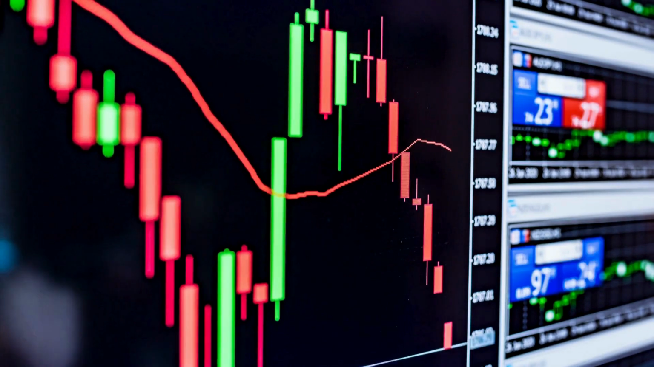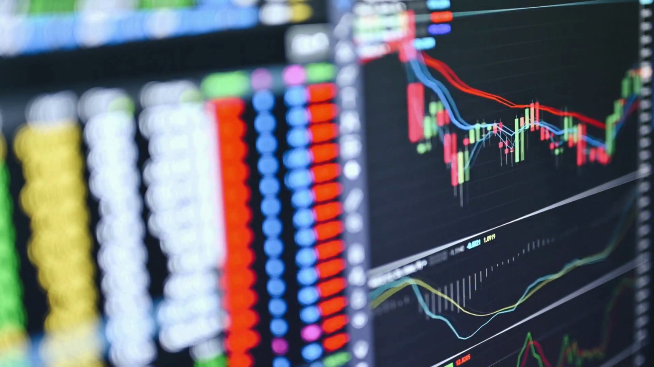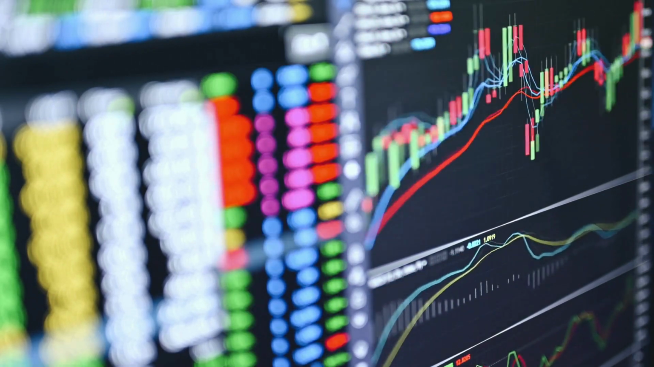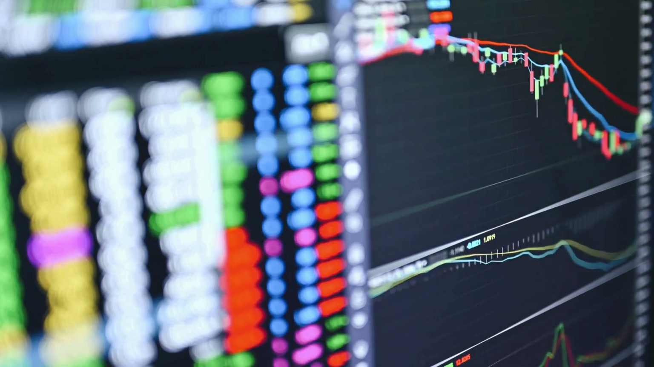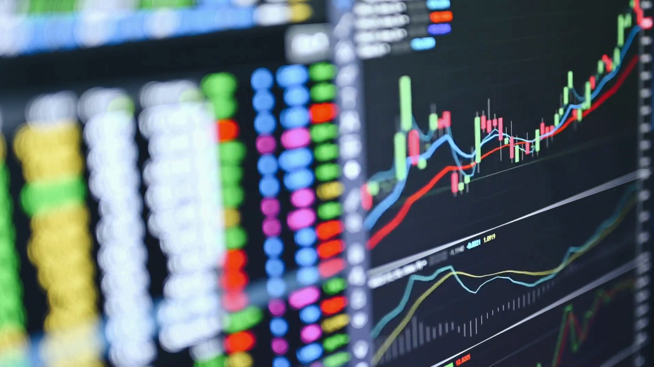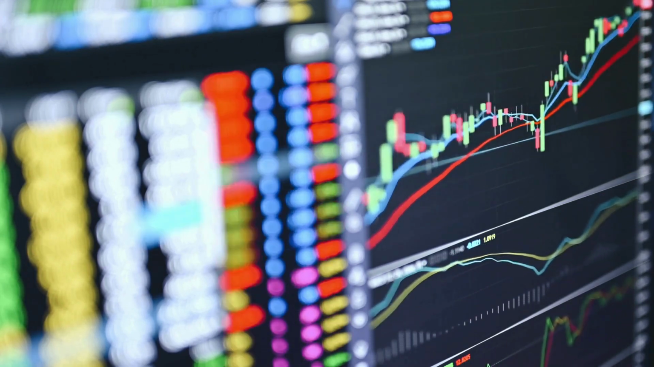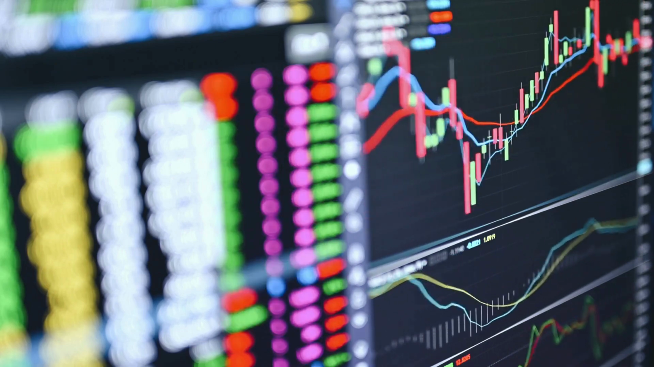What is an order? Simply put, an order is an instruction you send to your broker to execute a trade. This trade can be the buying or selling of a currency pair at a specific price or under certain conditions. Types of orders in Forex. There are several types of Forex orders, each serving a specific purpose.